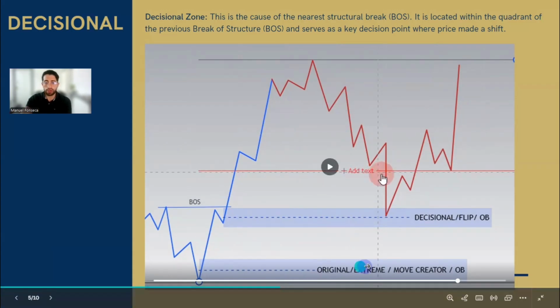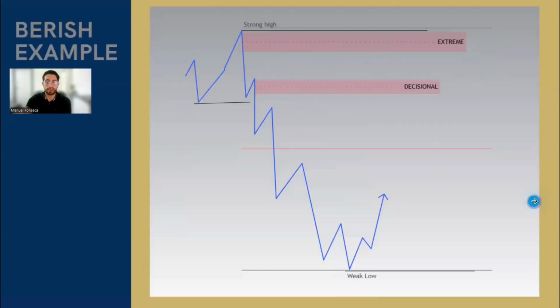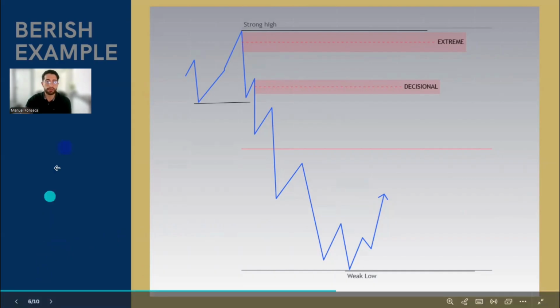Okay, I think the original or extreme of both creators, they are very clear, but these ones are the ones that, particularly me myself, when I was learning this strategy, the ones I had a hard time understanding. Okay, all right, here we have a small example of extreme and decisional. Now this time it is a bearish example. I'm gonna show you here the next.